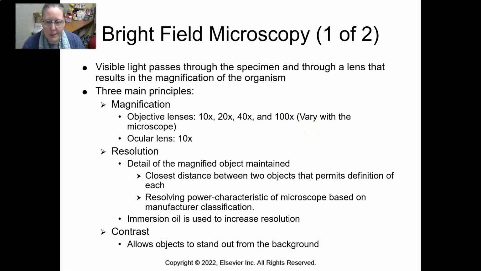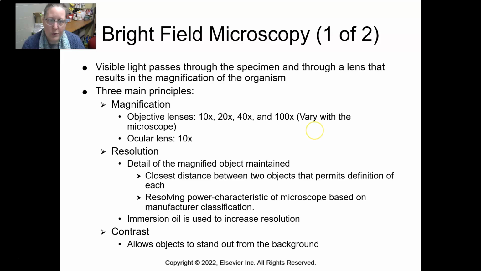The resolution is the detail of the magnified object. And so it has to do with the closest distance between two objects that allows you to see each object as a separate object. The resolving power is a characteristic of the microscope that's based on the manufacturer, and they are the ones who determine it. It often has to do also with the cost of the microscope.